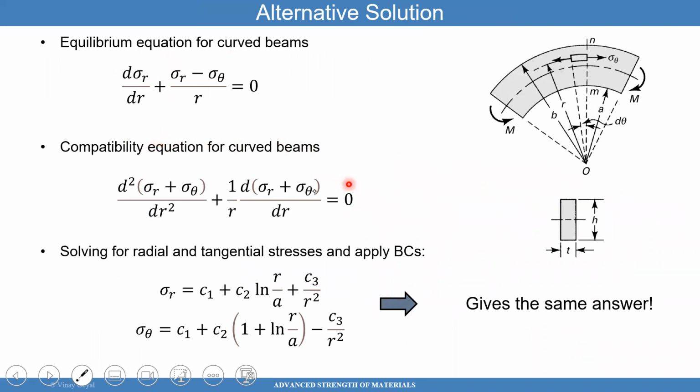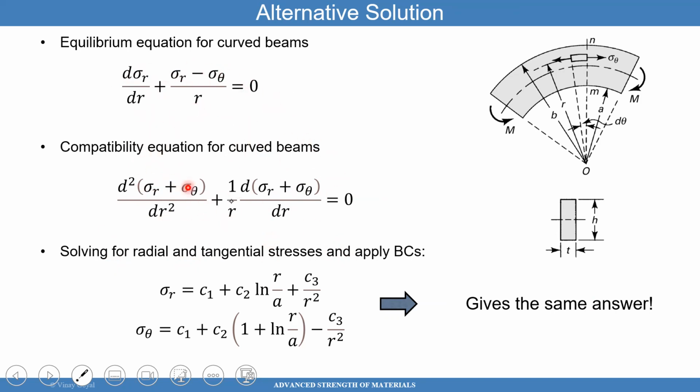You can then use the compatibility equations. And you can see here, I have two equations, and you can use these two equations to manipulate them and solve for this radial stress and tangential stress. You can see I have two equations and two unknowns, sigma r and sigma theta theta. So that's an alternate way of going about this.